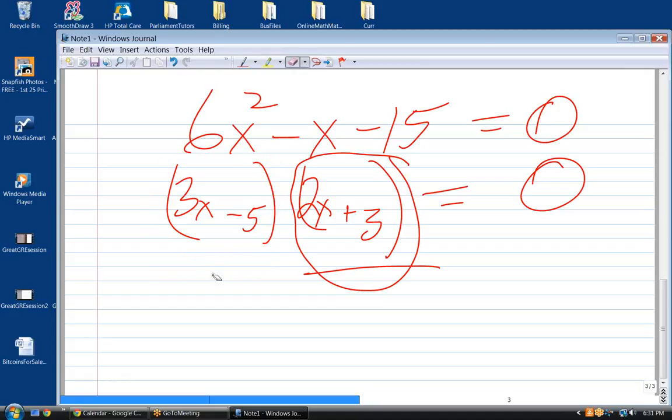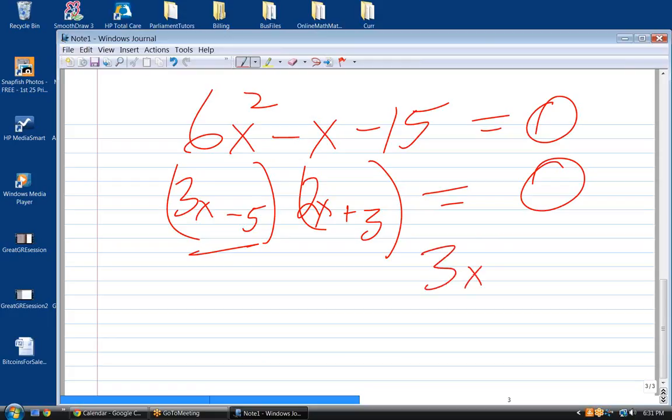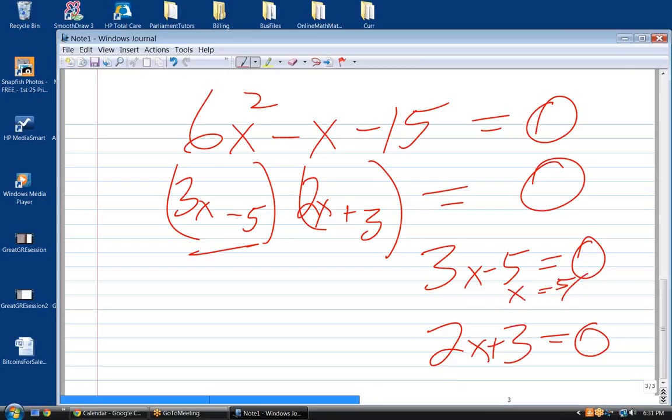So how do we solve this from here? Plug in 0 on one of the sides? We set that equal to 0. 3x minus 5 has to be 0, right? That's what we just said. Or 2x plus 3 has to equal 0. And we just solve each of these. x is equal to 5/3, there's one 0. x is equal to minus 3/2, there's the other 0. So those are my zeros.